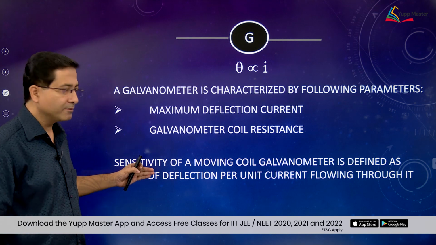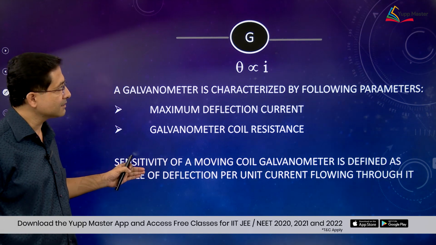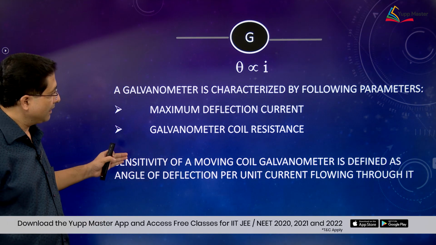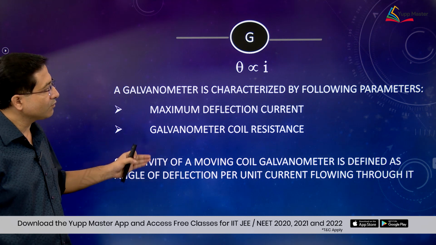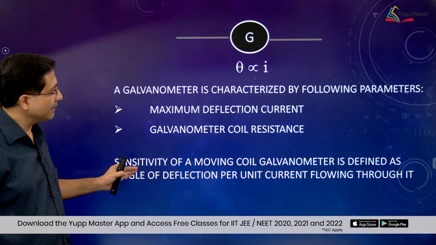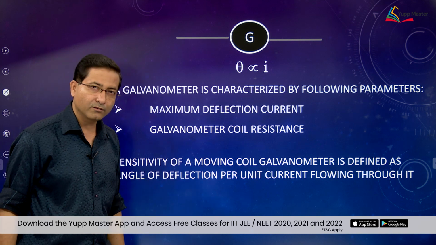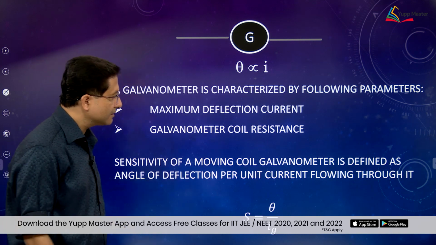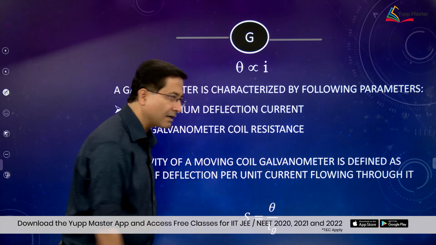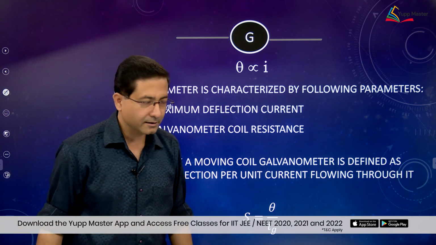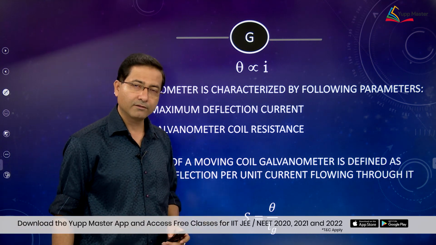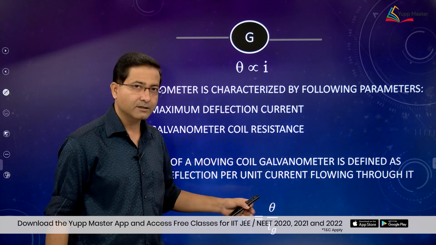Now we define one more parameter here, that is called sensitivity. The sensitivity of a moving coil galvanometer is defined as the angle of deflection per unit current flowing through it. So sensitivity is theta divided by Ig, where Ig is the full scale current and theta is the full scale deflection, right. I hope this part is clear.